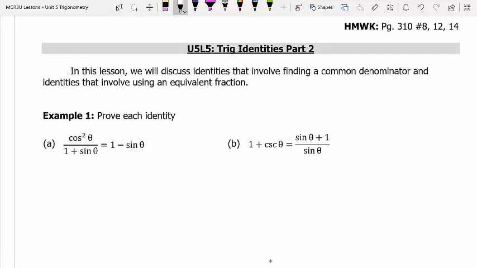Unit 5, Lesson 5, Trig Identities Part 2. So in this lesson, we're going to continue proving identities, except now they're going to be a little bit more complex than in the last lesson.